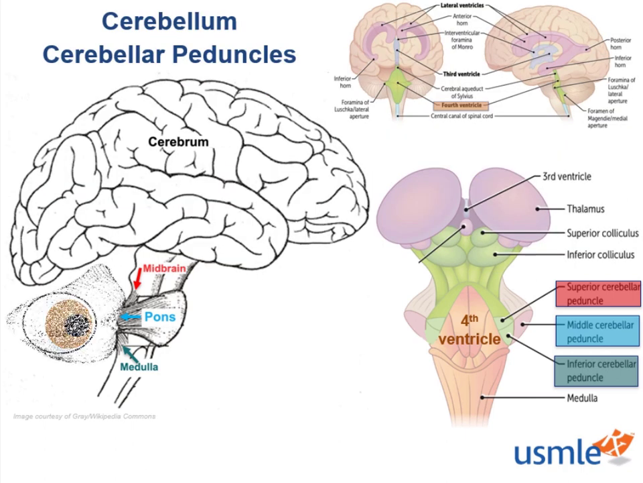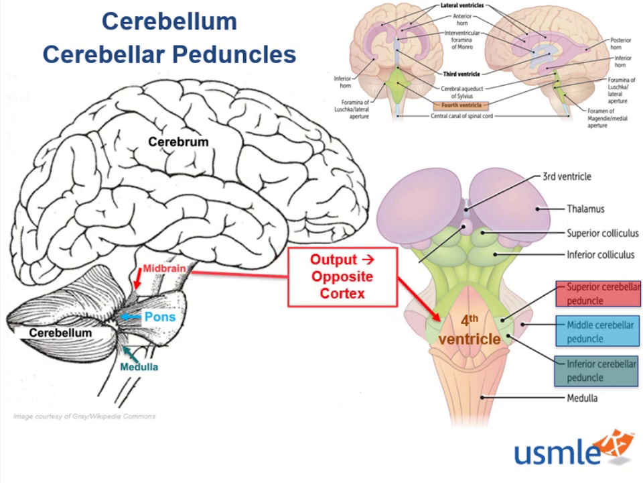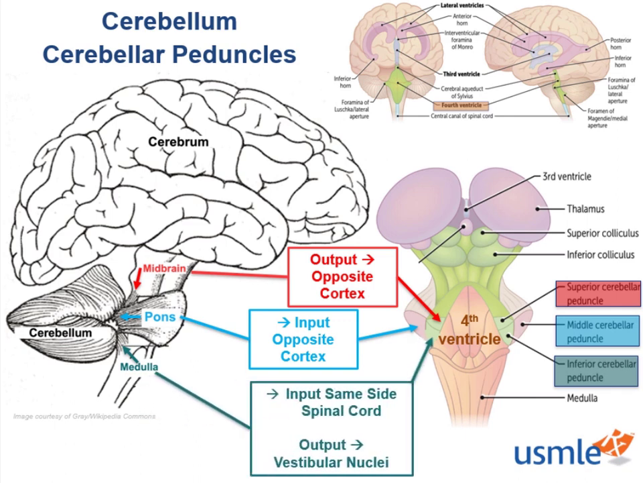Putting the cerebellum back, I want you to understand that each peduncle carries different types of information. The superior cerebellar peduncle connects the cerebellum to the midbrain and provides output to the opposite cortex to regulate movement. The middle cerebellar peduncle connects the cerebellum to the pons and carries information from the opposite cortex into the cerebellum, an input pathway.